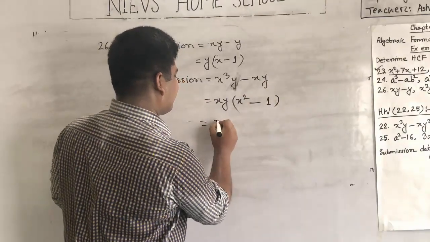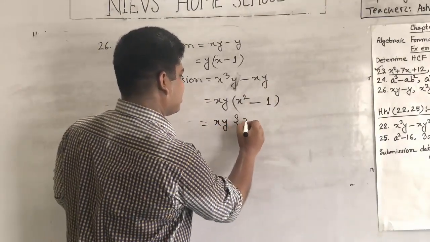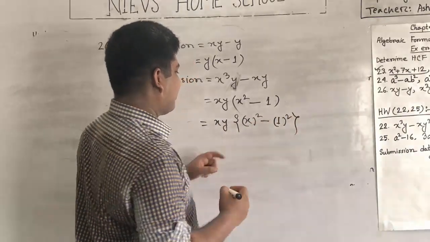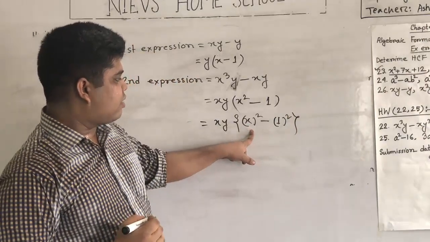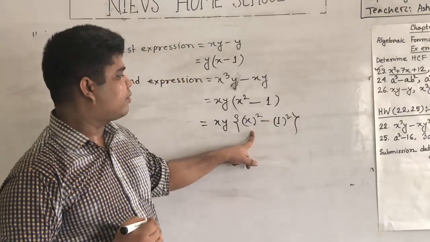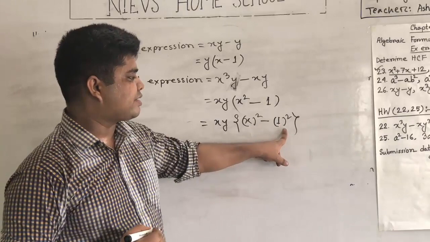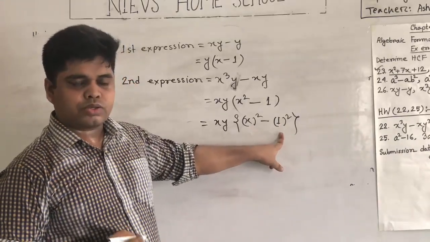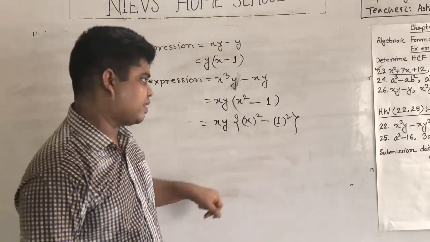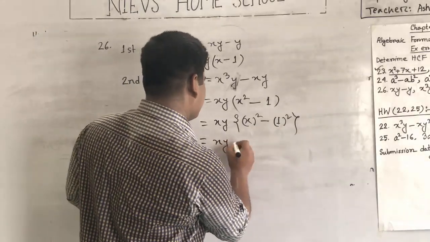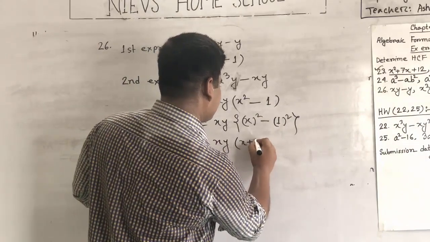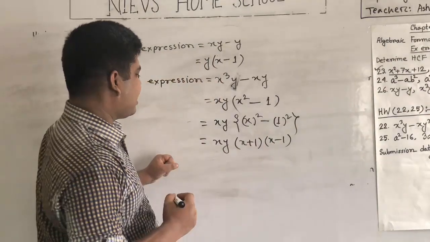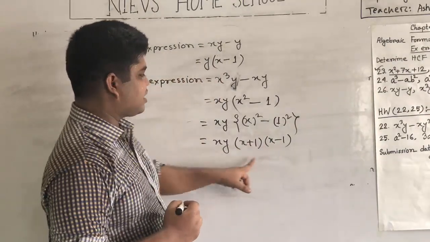Okay. Now, students, x square minus 1 square. I hope you have understood. Now we apply a formula. Which formula? a square minus b square. We have already known this formula, that a square minus b square equals a plus b into a minus b. So we write xy into x plus 1 into x minus 1. Okay. Next, this second expression is done.